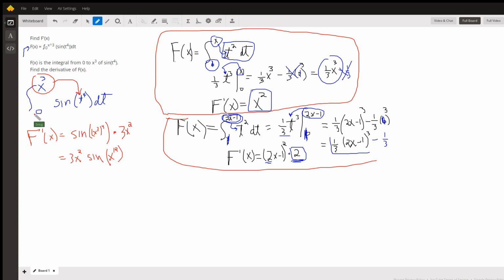And if this had been a constant other than 0, like a 2, we'd have some term out here, minus some term where we put 2 into the antiderivative, but then when we take the derivative, that becomes a 0. So there's your answer right there. That is the derivative of this function.